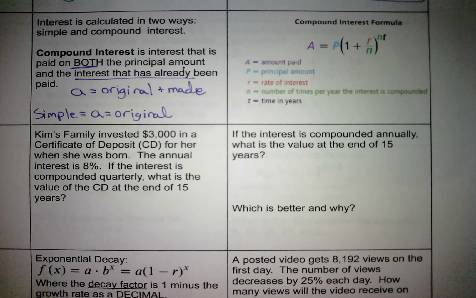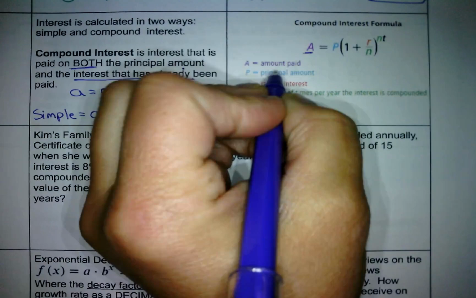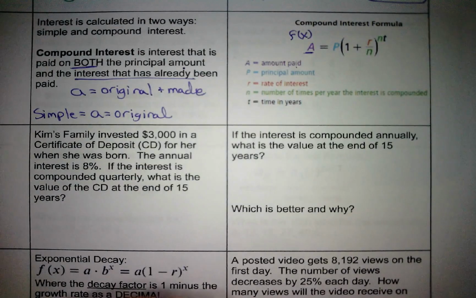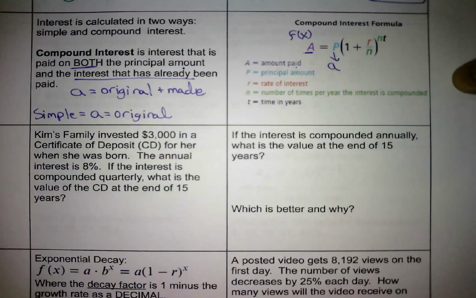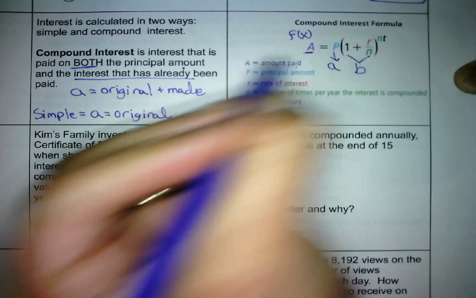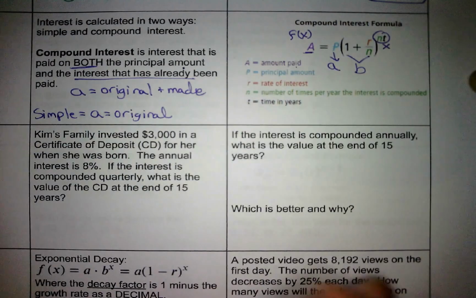Okay, but let's look at the compound interest formula. Really, it's the same formula we've been doing. So this is A, your amount paid. This is your f of x, that's our y value. And then we have our P, that's our principal amount, or our A. We have all of this stuff here, which is our B, and we have this here, which is our X. So it's the same formula, we're just adding a few more little details in.